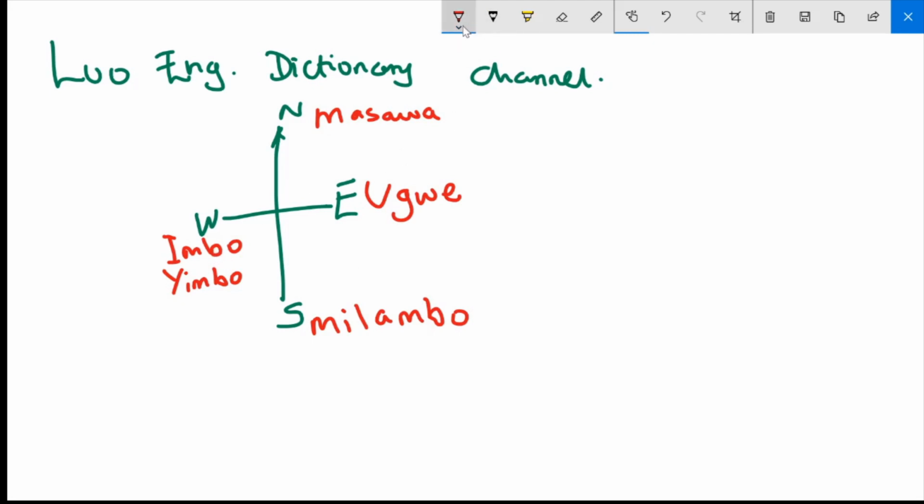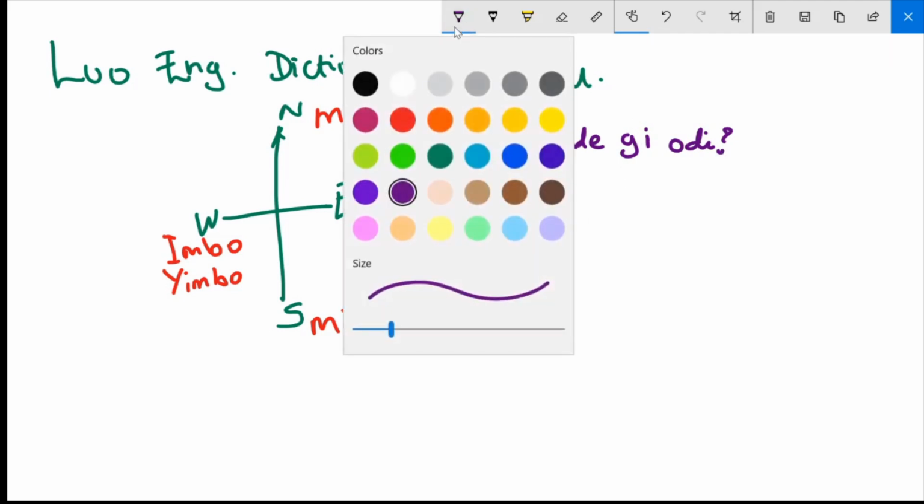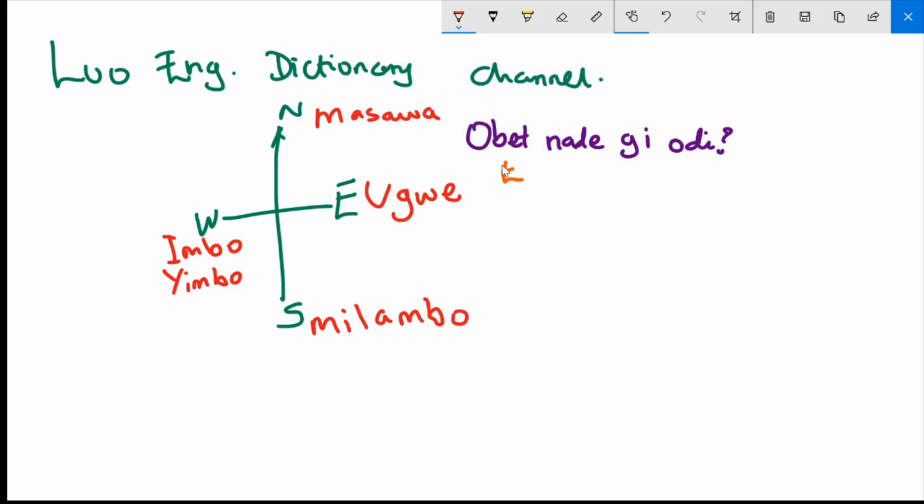So let's form a few sentences. So let me say I'm asking someone, what's the direction from your house? Obet nade di odi. So that's how you ask, what is the direction from your house. And now the person would say it's on the north. Masawa ka ichung e doda. So it's north when you're standing at my door.